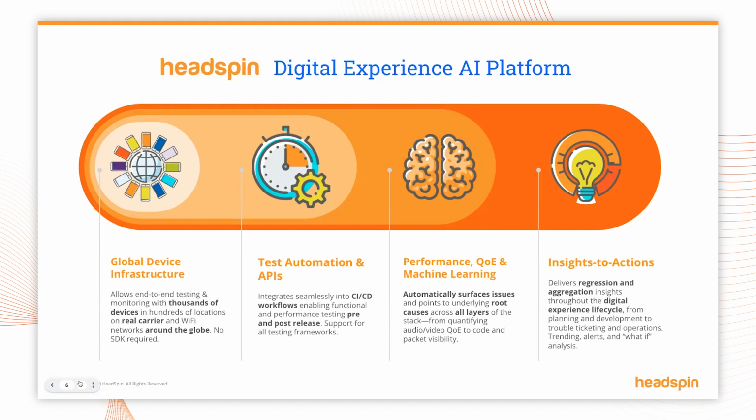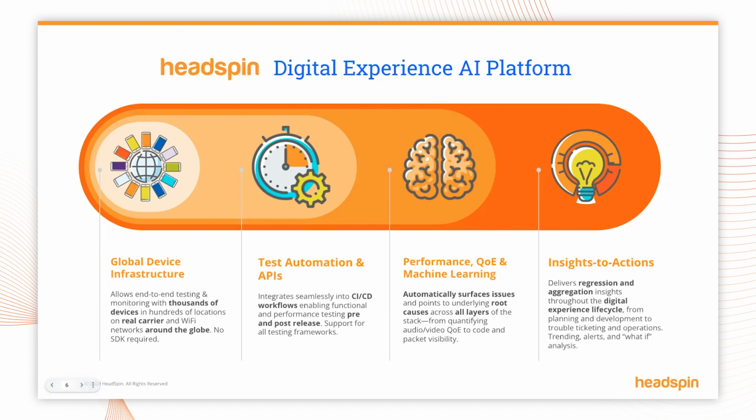As you can see here, our platform can be broken down into 4 pillars. The first on the left is our global device infrastructure, through which you'll be able to access hundreds of real devices to test and monitor your customer experiences end-to-end on actual carrier and Wi-Fi networks. We currently have a presence in over 50 countries and 100 different locations globally.